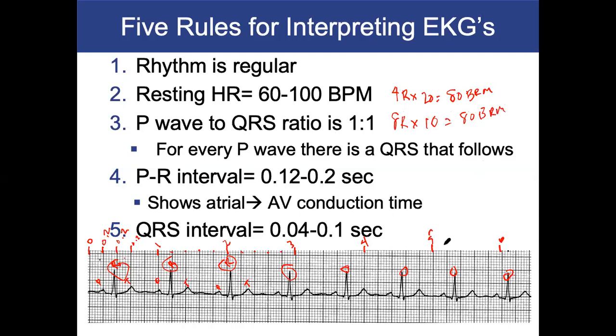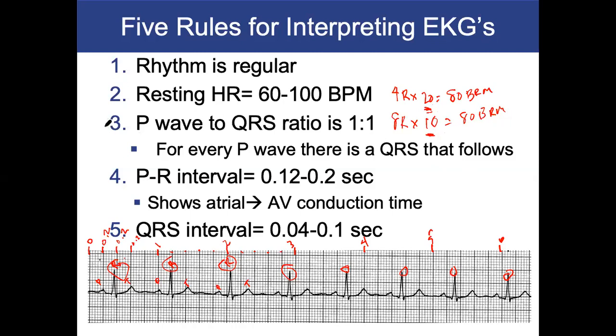6 seconds times 10. How did we multiply it by 10? Because if we have 6 seconds worth of data, times 10 is going to give us 60 seconds, or extrapolate to 60 seconds. So we're counting how many beats there are in 6 seconds and extrapolating it to 60 seconds. So that's why we multiply it by 10. If we're doing the 3-second method, we're counting how many R's or beats there are in 3 seconds, multiplying it by 20 to figure out how many are in 60 seconds.